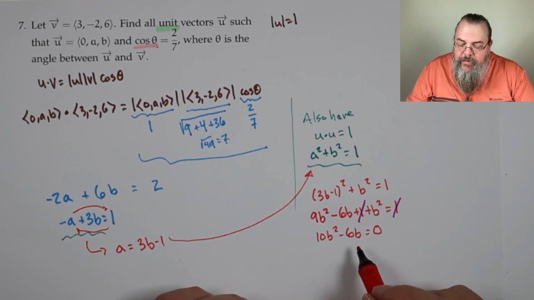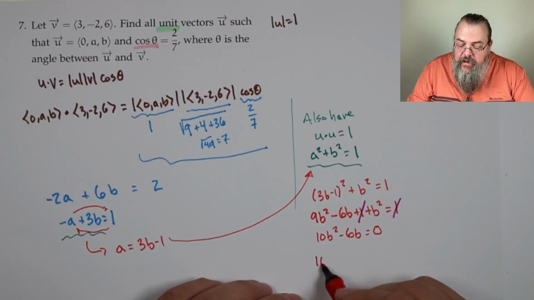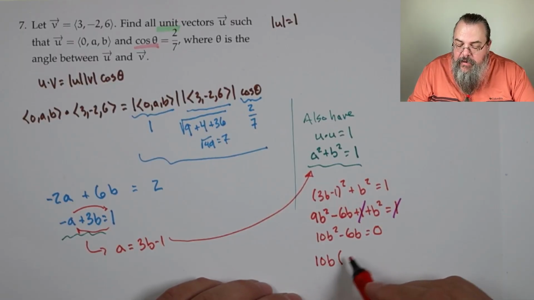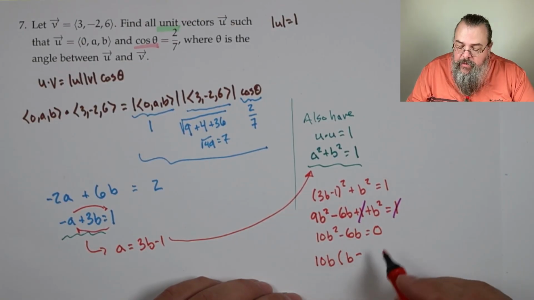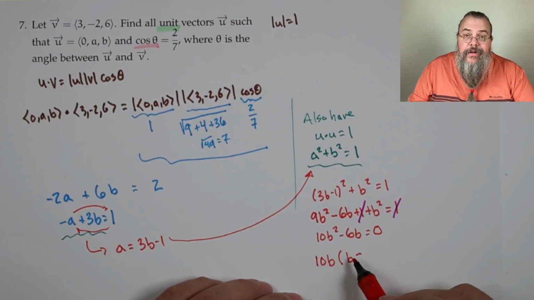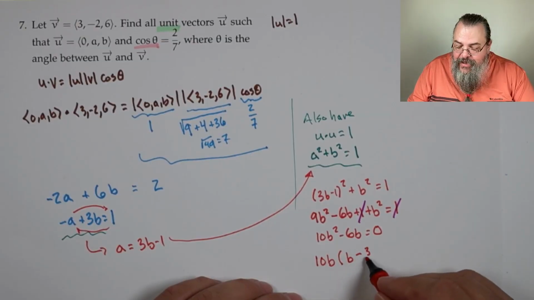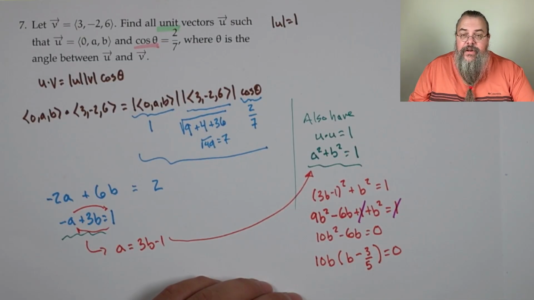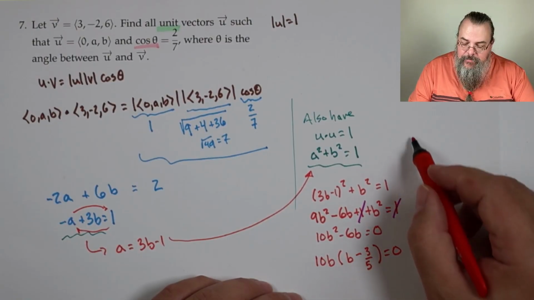Well, we can factor by just sort of pulling out some terms. So let's pull out a 10b. So we have 10b times, well, here it'll be b minus what? Well, 6 over 10, also known as 3/5, equals 0.